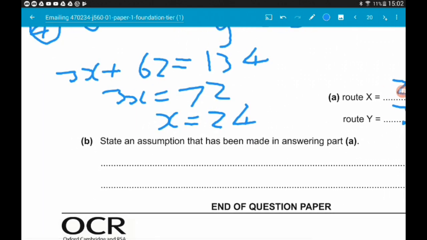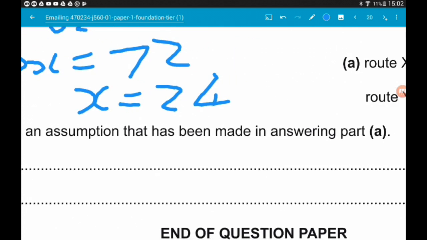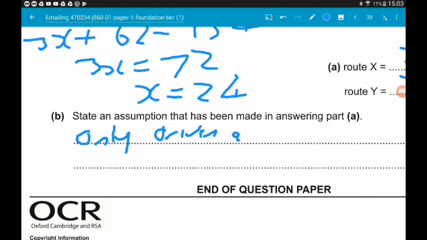And then we got this final little bit. State an assumption that has been made in answering part A. So, what we've achieved is that he has only travelled along route X and route Y, so he hasn't driven anywhere else. So we've assumed he's only driven along X and Y. If he's done any other driving along any other route or whatever, then it's going to have messed up our equations and it wouldn't be right.